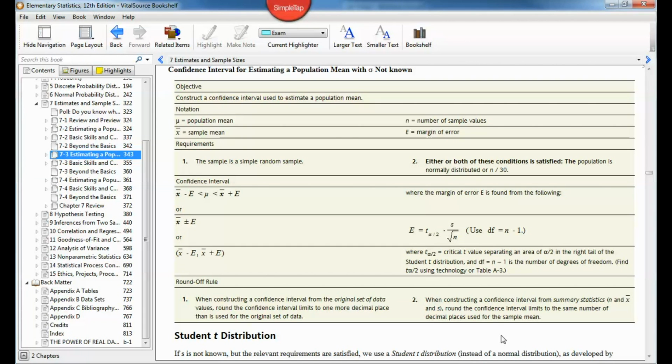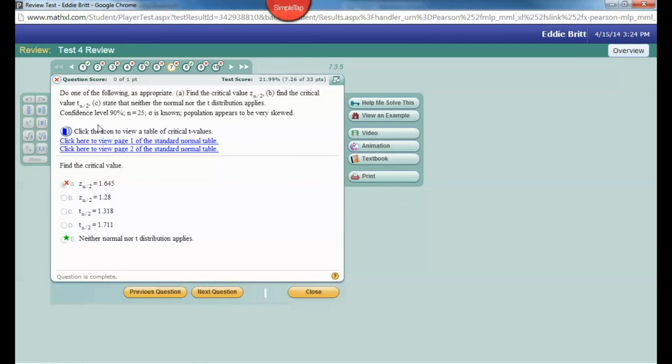Okay, so here are the requirements. We know the requirements for a z distribution. That's what we've been doing all along. And then here comes a type of distribution that's a little different. This is in Chapter 7, Section 3. And that would be with a t-distribution. So how do we know if we have a t-distribution? Well, the sample must be a random sample, and either or both of these conditions are satisfied. The population is normally distributed, or n is greater than 30. So I know it says n divided by 30, but that's a typo. So n is greater than 30.